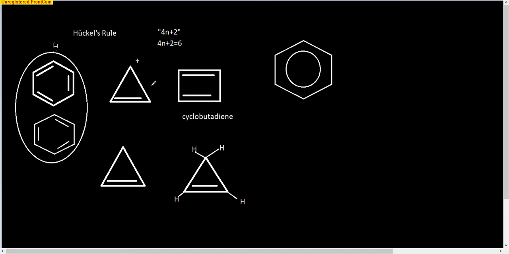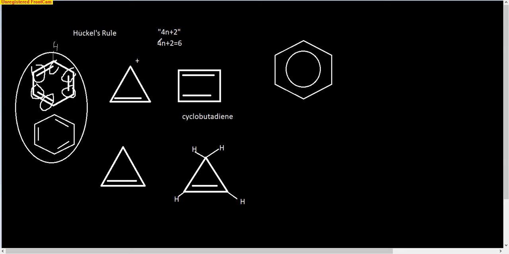The last thing you need to look at is, does it fit Huckel's rule? People throw around 4n plus 2. What does that mean? I didn't know what it meant. What it means is you put in how many pi electrons are proposed to be orbiting the molecule. In this case, you have 1, 2, 3, 4, 5, 6 pi electrons orbiting the molecule.